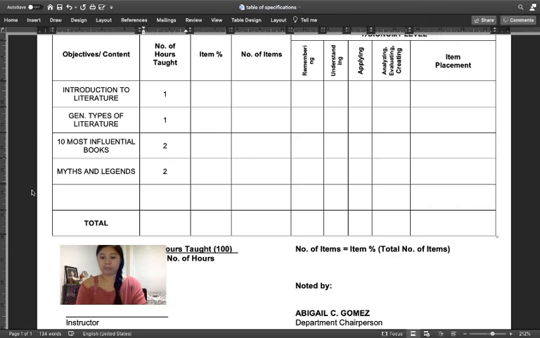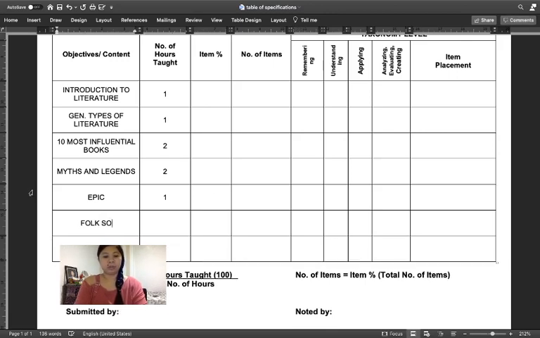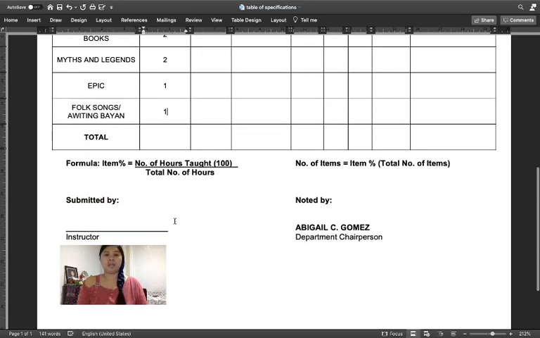Then we have epic, for example, Biag ni Lamang. Have it for 1 hour. And the last one would be folk songs or Awiting Bayan. Then we also have 1 hour for that. So please do take a look at the formula. We're going to get the item percentage here.